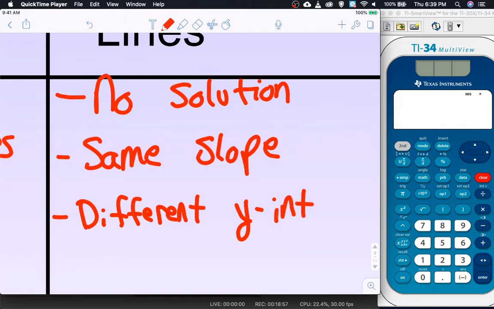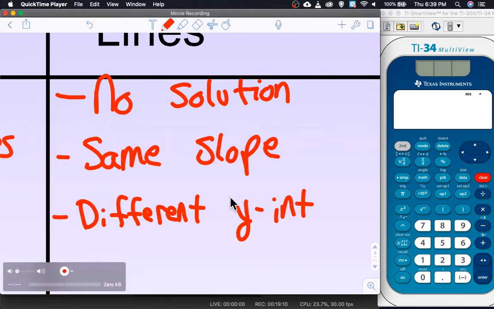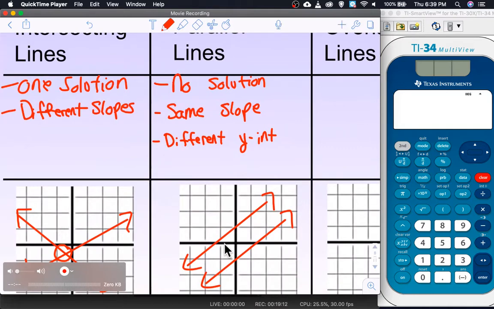If they had the same y-intercept and the same slope, it would be the exact same equation, which is not parallel. If they had the same equation, it'd be the same line. That's the next one. So parallel lines, if you look at it, they have no solution. They do not intersect anywhere. This system of equations has no solution. Because these lines have the same slope, and they also have different y-intercepts. They're crossing the y-axis at different points, which means they do not intersect anywhere.